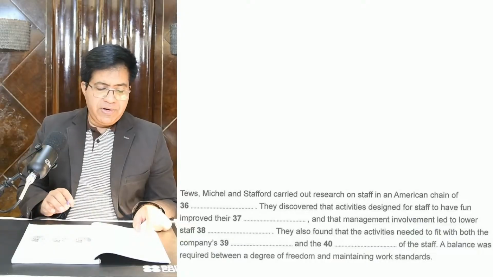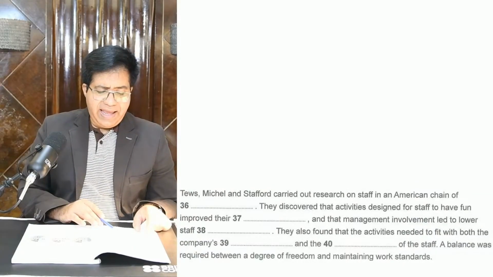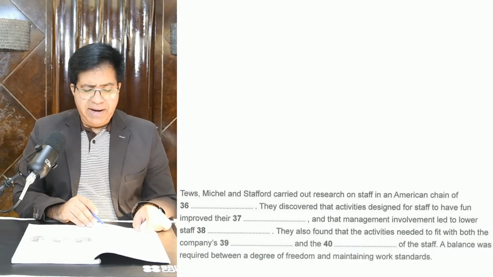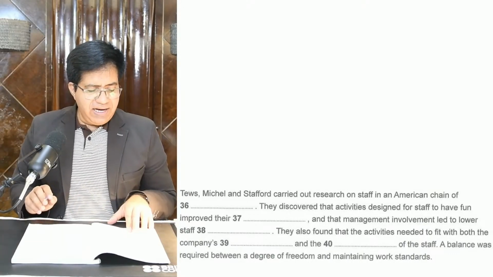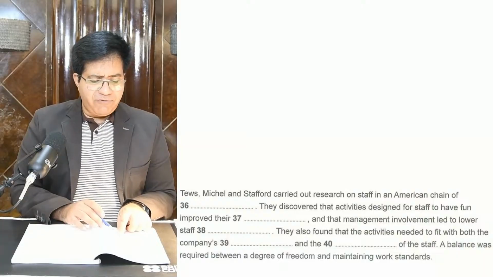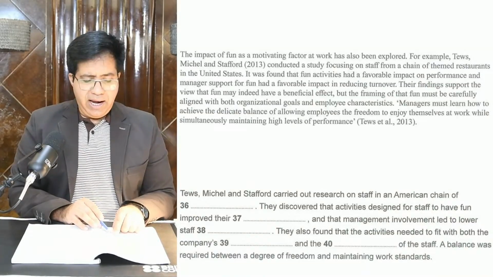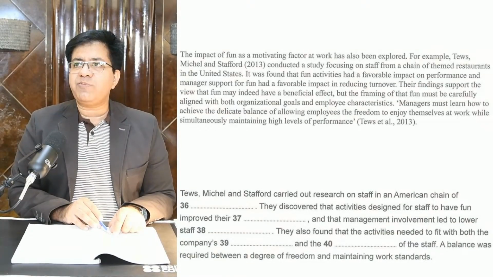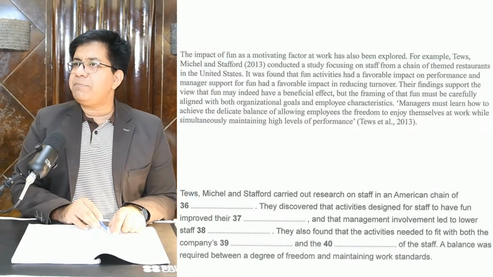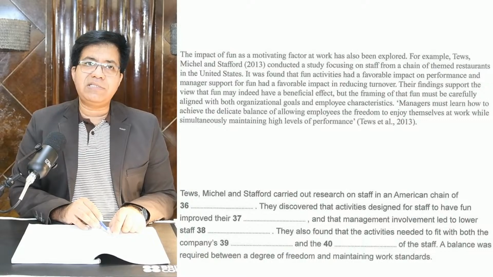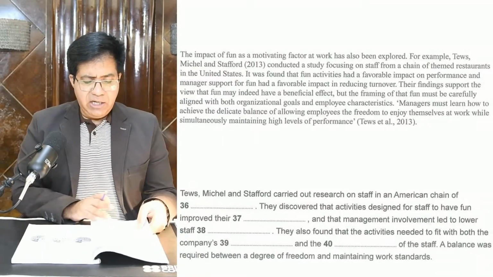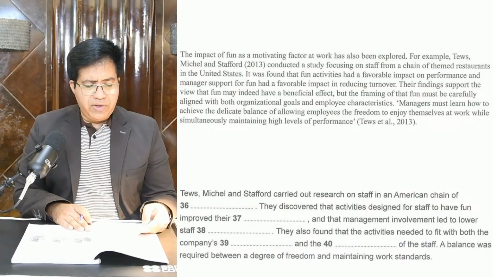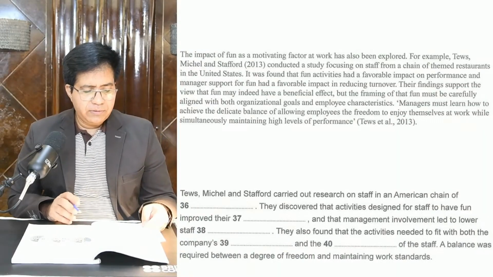Please come to question number 38. And that management involvement led to lower staff dash. Well done. Lower staff. Lower means reducing. And turnover. Turnover means when people leave the job. For example, in one organization, 100 people work. Every month, 5 or 6 people leave their job and they go to other organizations. So, reducing turnover means lower staff turnover.